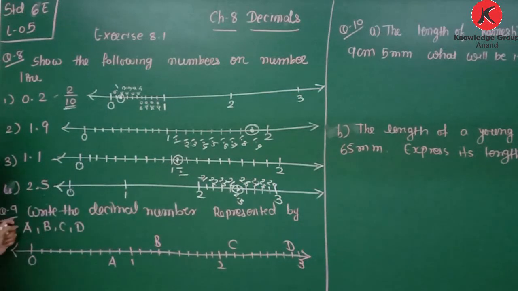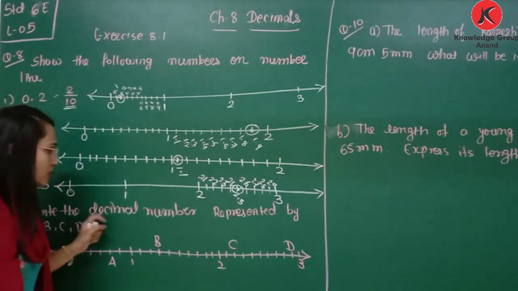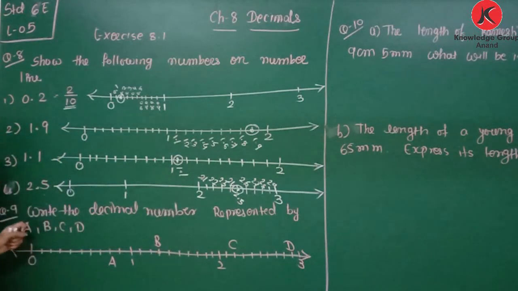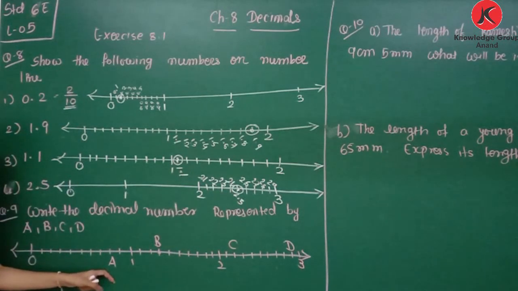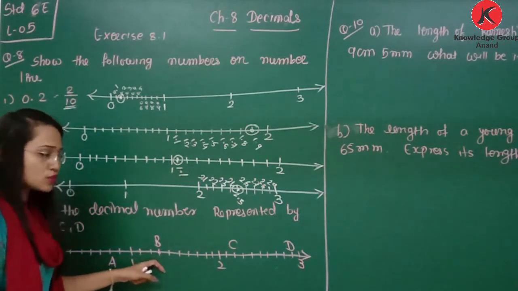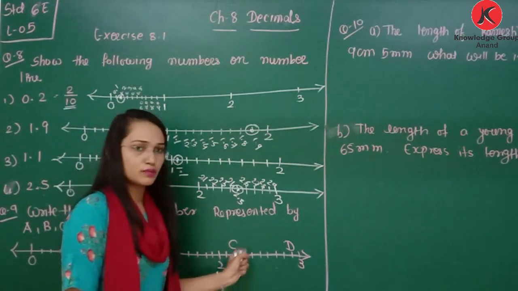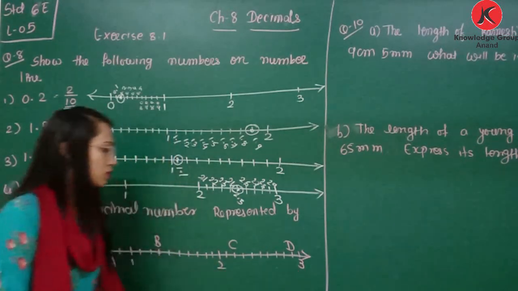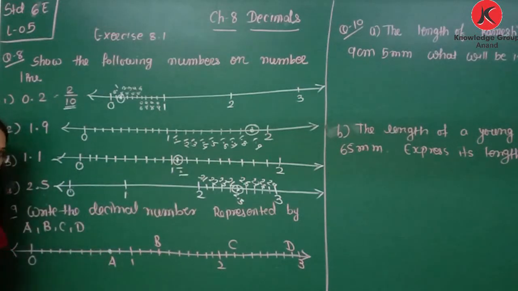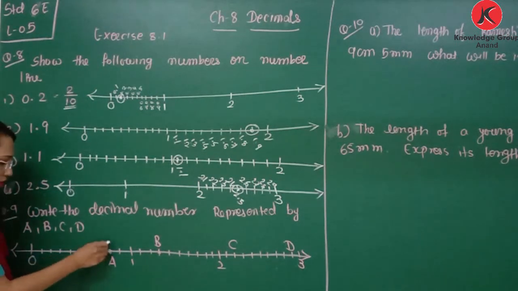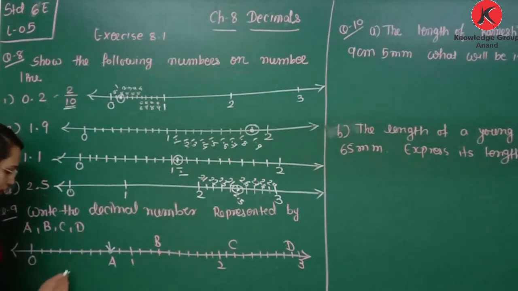Now next one, question number 9. Write the decimal number and represent it by A, B, C, D. So a number line is given and you need to say which decimal number A is, which decimal number B is, which decimal number C is, and which decimal number D is. So here A. This is 0.1, 0.2, 0.3, 0.4, 0.5, 0.6, 0.7, 0.8. So A is 0.8.